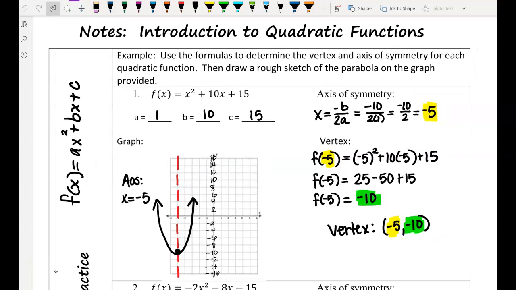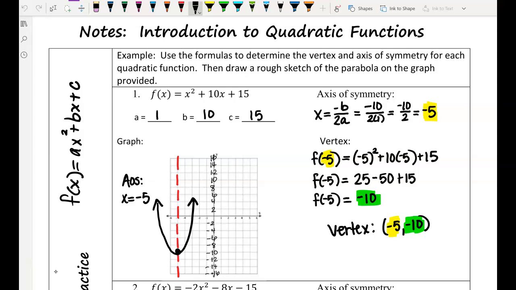All right, then on Friday we started looking at examples that says use the formulas to determine the vertex and axis of symmetry for each quadratic function. Then draw a rough sketch of the parabola on the graph provided. So we looked at f of x equals x squared plus 10x plus 15. In this case, a would be 1, b would be 10, and c is 15. So we use those values to find our axis of symmetry. Negative 10 divided by 2 gave us an axis of symmetry of negative 5. We drew our dotted line at negative 5 there.